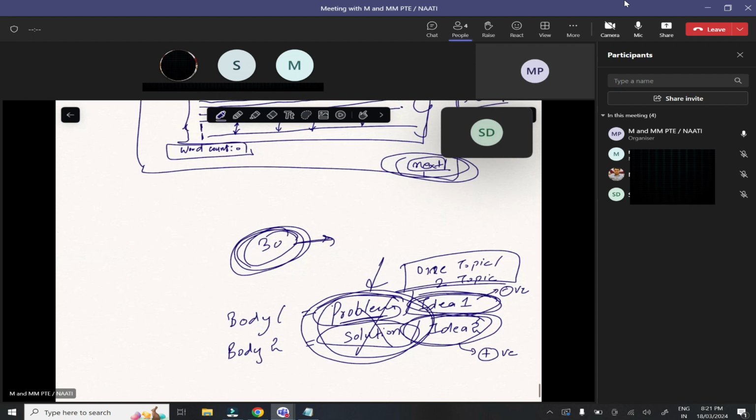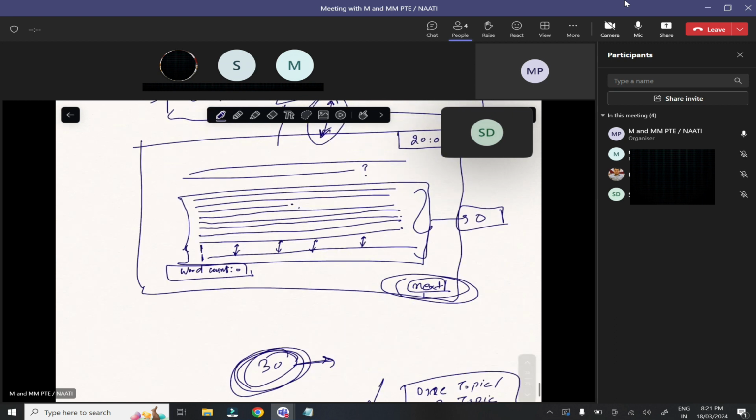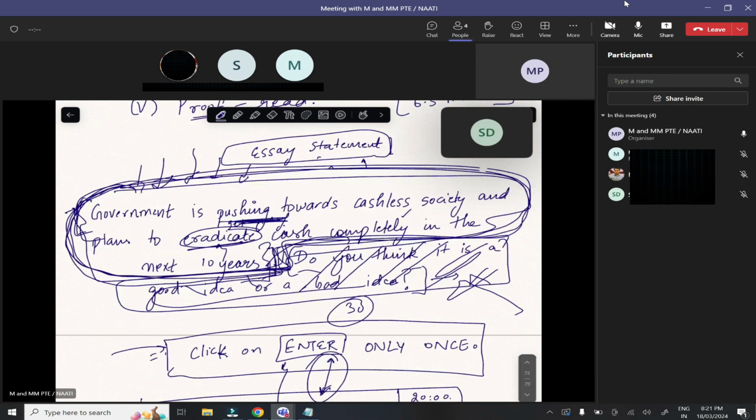Now, what do we mean by a problem and what do we mean by a solution? Always think of it in this way: whatever essay statement you have got, the essay wants you to think of a problem that would happen because of the essay statement, and then they want you to think of a solution for the very same problem. I hope that makes sense. That's all we need to think about in the entire essay.